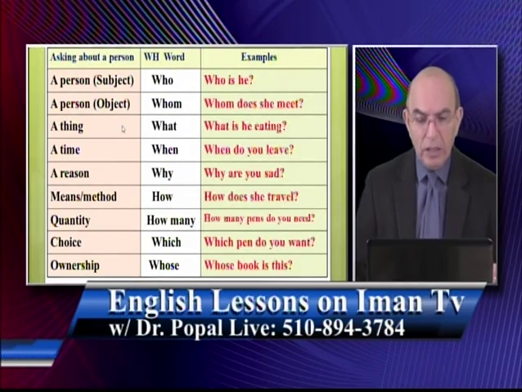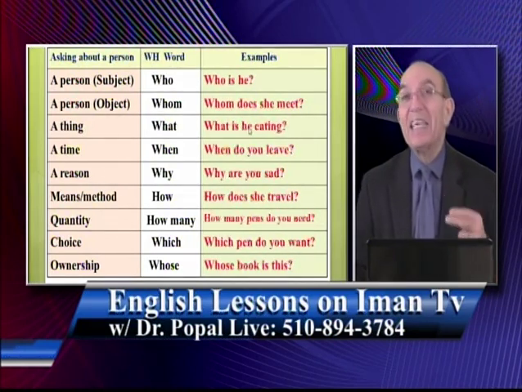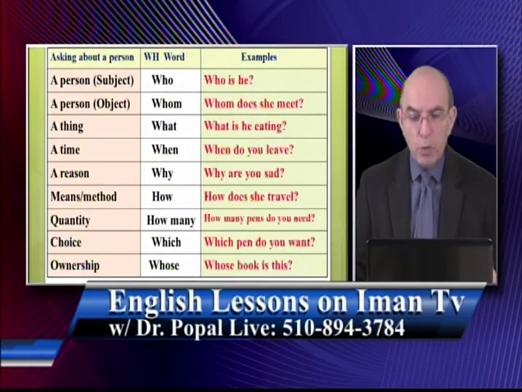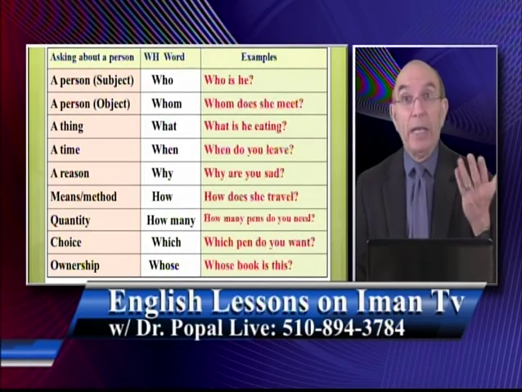You use what for things or actions. You use when for time. Like, what is he eating? He's eating an apple. So apple is a thing. When is what? Time. When do you leave? So I leave at 8 o'clock, for example.